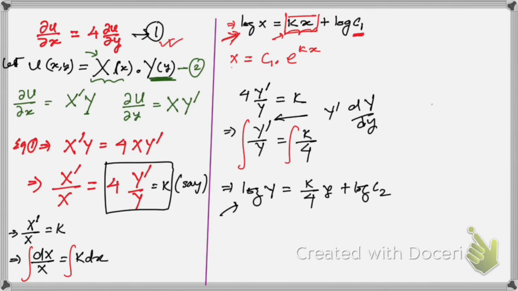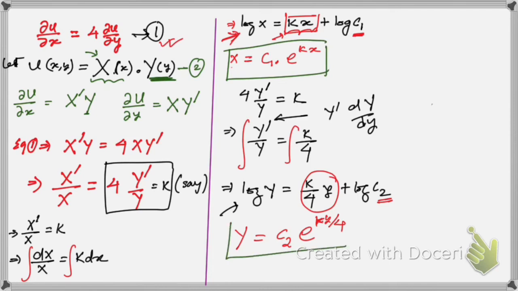Now the solution of this one you can write directly. So Y is equal to this constant c2 and e to the power this term, k by 4, you can write directly k small y by 4, right? So if you now use these two results, capital X and Y, in equation number 2, in this equation u is equal to capital X dot Y, so you will get the solution.